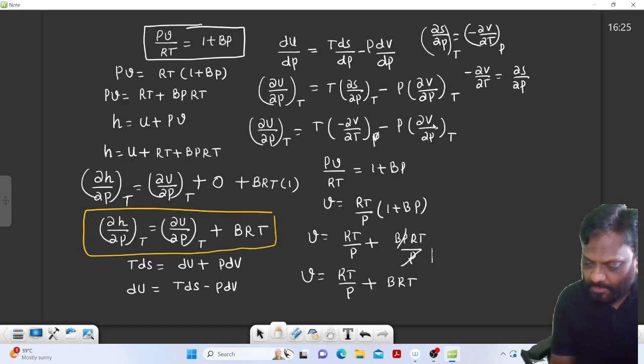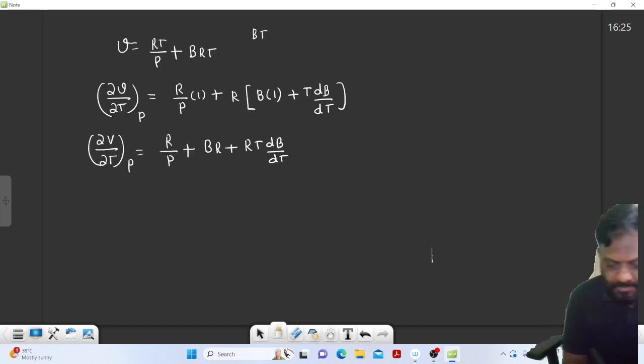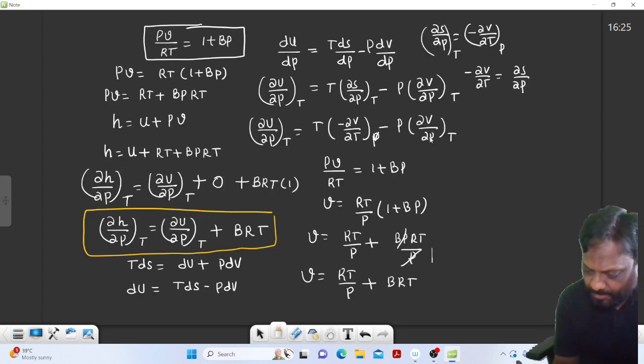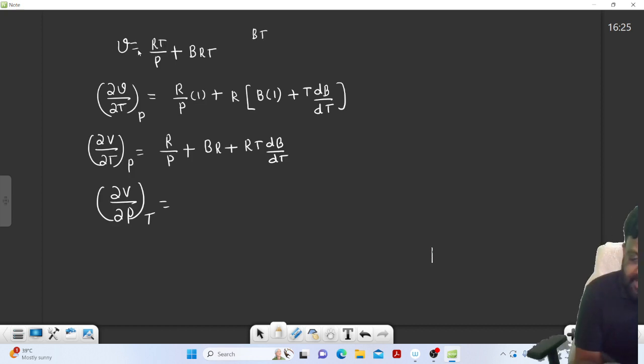Next क्या चाहिए? ∂V/∂P at T. चेक करते हैं सर. Now you differentiate this V. देखो एक सेकंड, I have this. V is equal to RT by P plus BRT. I want ∂V/∂P. You differentiate this equation with P by keeping temperature constant.